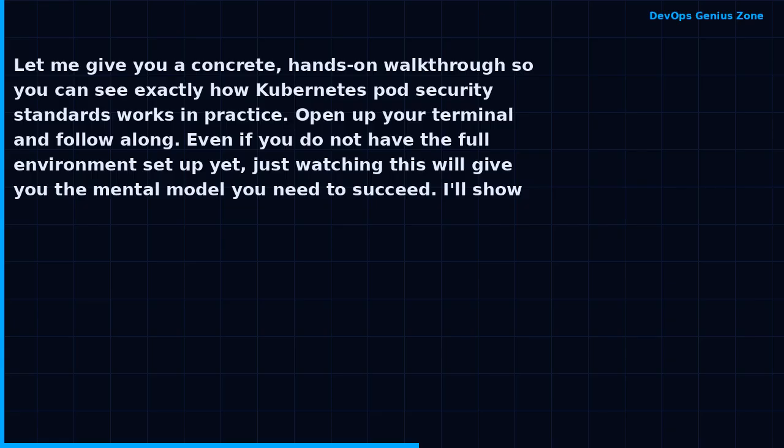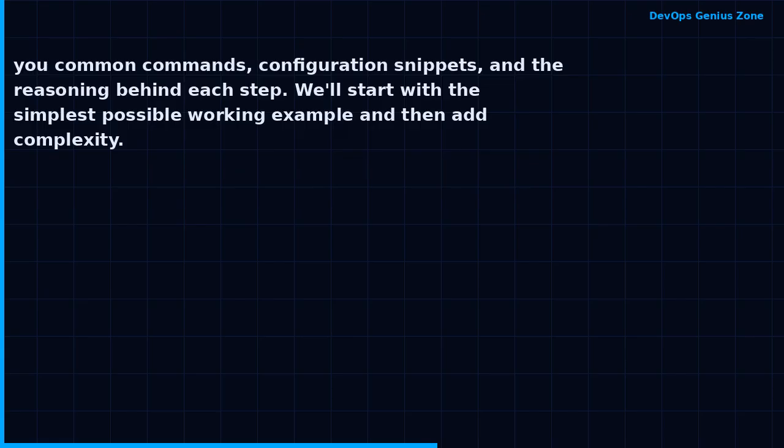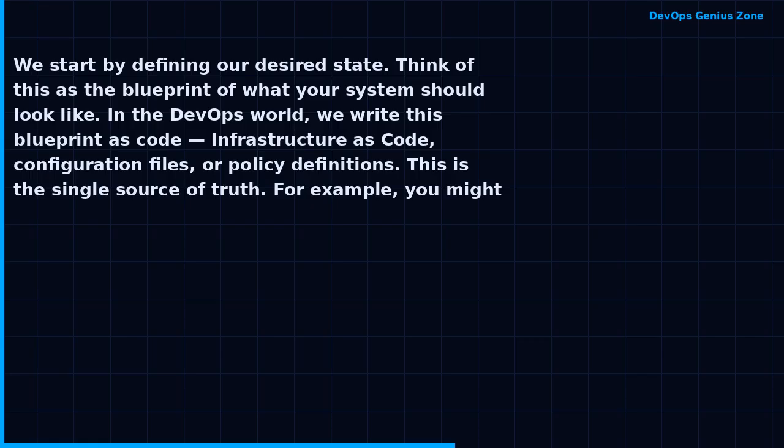I'll show you common commands, configuration snippets, and the reasoning behind each step. We'll start with the simplest possible working example and then add complexity. We start by defining our desired state. Think of this as the blueprint of what your system should look like. In the DevOps world, we write this blueprint as code: infrastructure as code, configuration files, or policy definitions. This is the single source of truth.